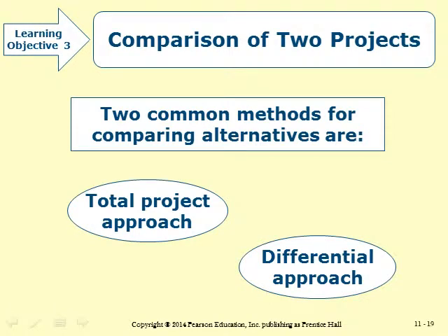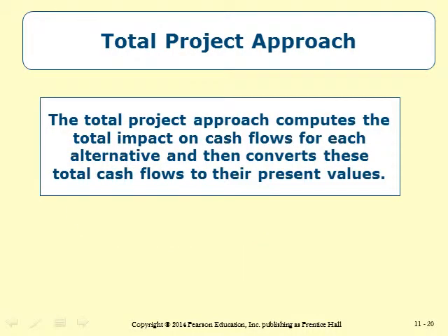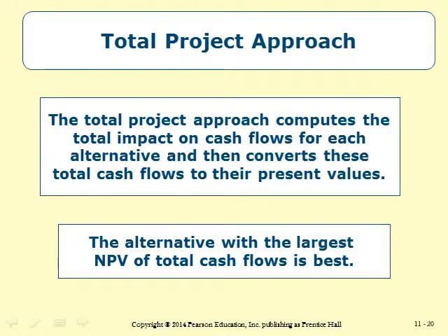So in practice, managers very rarely look only at one project or option at a time. Instead, managers compare several options to see which is the best or most profitable. We will now see how to use net present value to compare two or more alternatives. Two common methods for comparing alternatives are the total project approach and the differential approach. The total project approach computes the total impact on cash flows for each alternative and then converts these total cash flows to their present values. It's the most popular approach, and we can use it for any number of alternatives. The alternative with the largest net present value of total cash inflows is best.